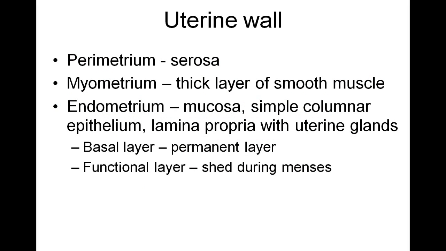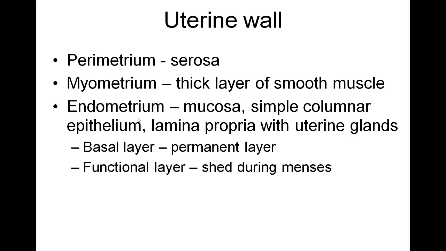Okay, now the uterine wall is made up of 3 layers. Everything's got 3 layers. So the perimetrium is the outside serosa. The myometrium is the thick wall of smooth muscle. And then the endometrium is made up of mucosa. So the mucosa is simple columnar, and it's got lamina propria tissue in there, and there's glands in there.